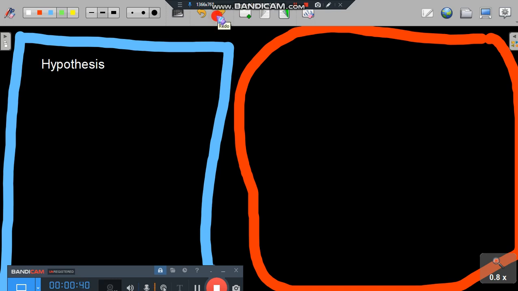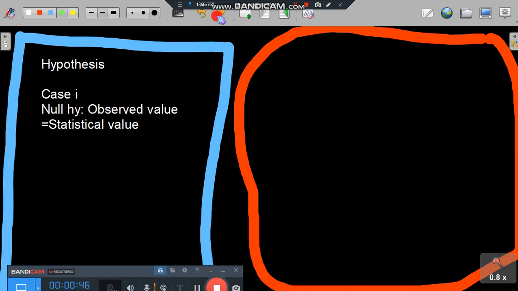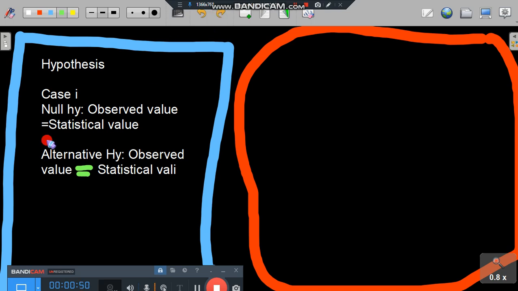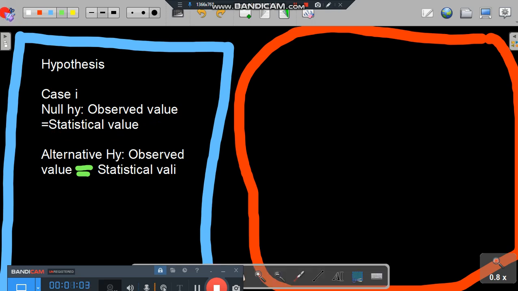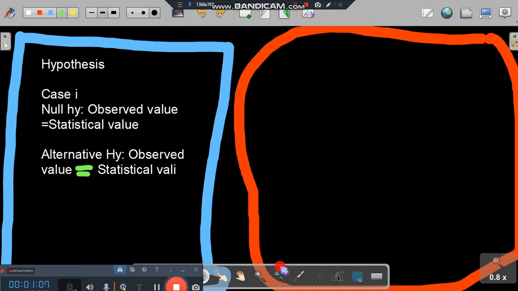This one-tail test and two-tail test are based on the hypothesis. Take for example case 1, where we assume the null hypothesis as observed value equals statistical value. We have studied this already, I think. Am I correct? Now let us have that.